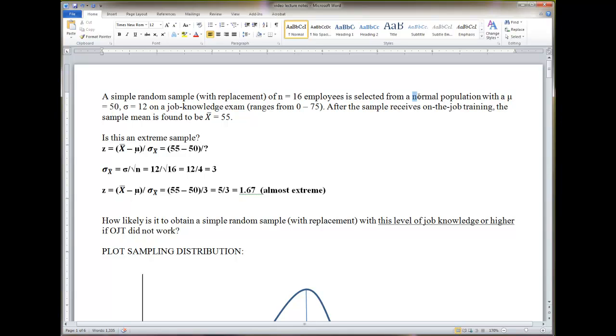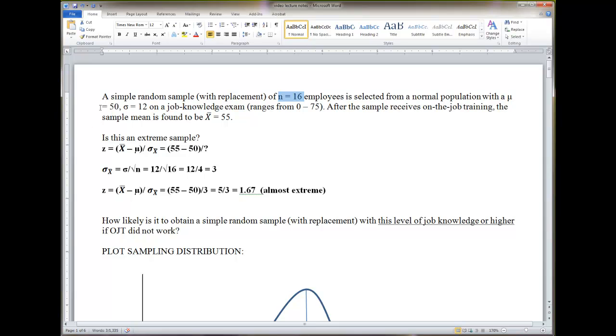Real quick, I stress that this is a normal population because according to the central limit theorem, we can't assume that the sampling distribution is normal when we have less than 30 people in our sample. But we know that even if there's less than 30 people in our sample, as long as the population distribution is normal, we don't have to worry about not being able to use the unit normal table to find probabilities. So let's get back to it.